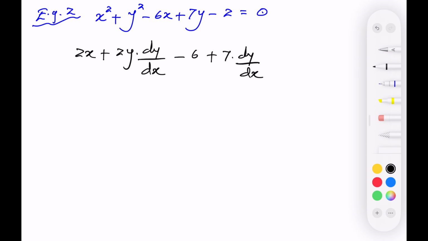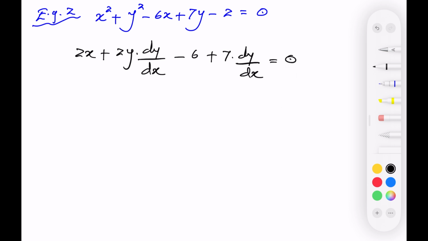Also simply remember, if you differentiate y with respect to x, it's going to be equal to just dy by dx. And then you have a constant 2. When you differentiate that, you're going to get a 0. On the right hand side, 0 differentiated with respect to x is equal to 0.